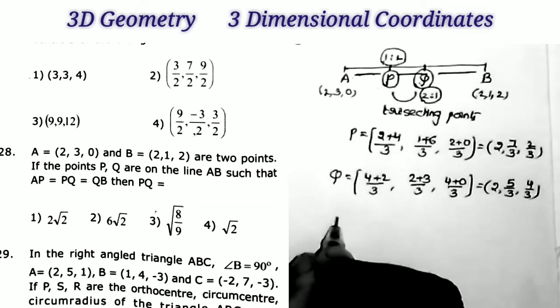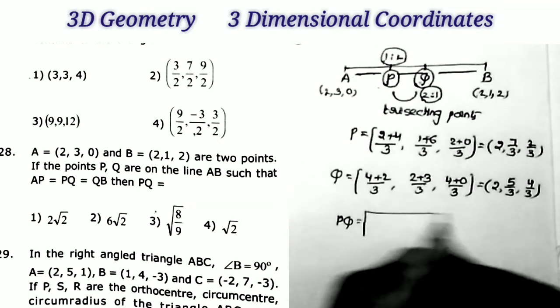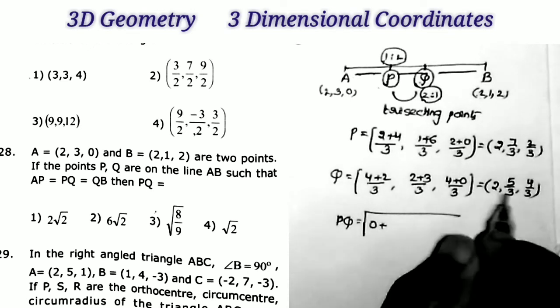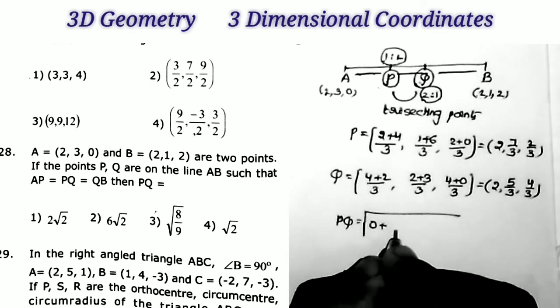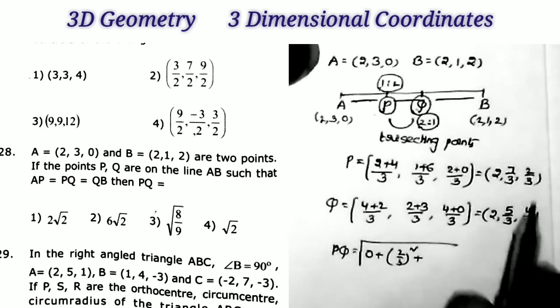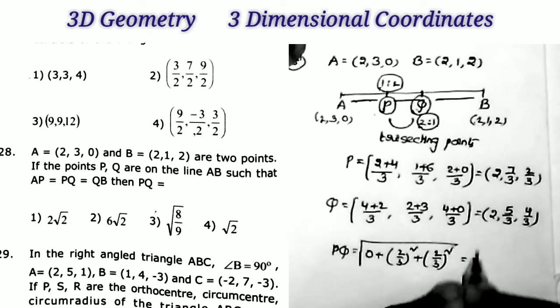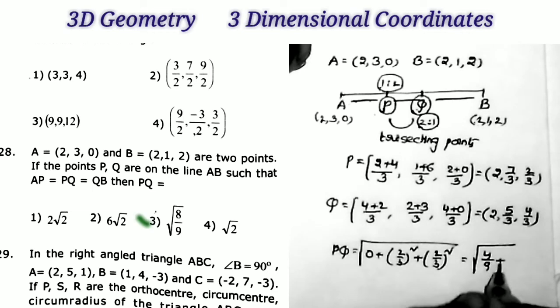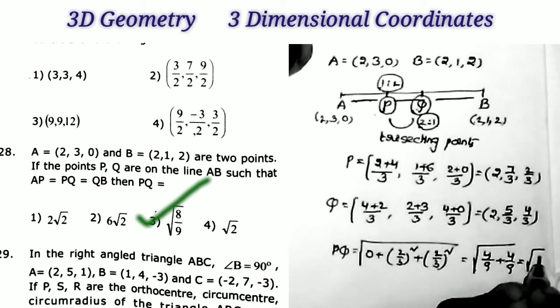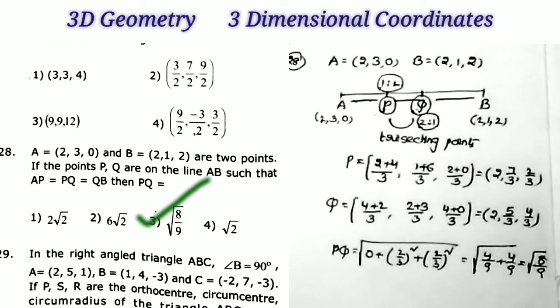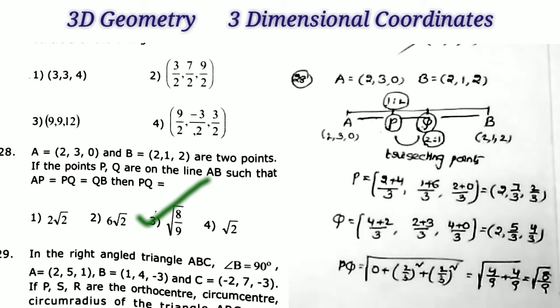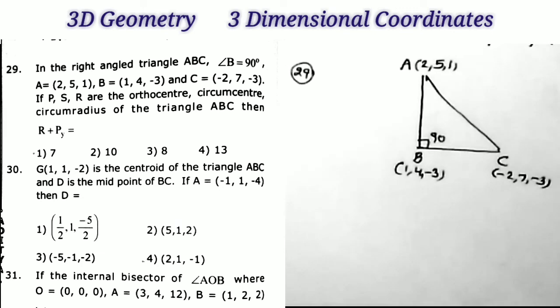Now we want the PQ distance. What is the distance here? Square root of (2 minus 2) whole square, 0, then (7 by 3 minus 5 by 3) whole square, that is 2 by 3 whole square, and the next value (2 by 3 minus 4 by 3) whole square, that is 2 by 3 whole square. Therefore, the answer is square root of 4 by 9 plus 4 by 9, that is square root of 8 by 9. That's all, and that is the third option. Just simply find the trisecting points and the distance between those points to get the required answer. That is the procedure.